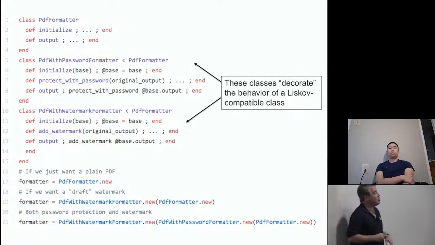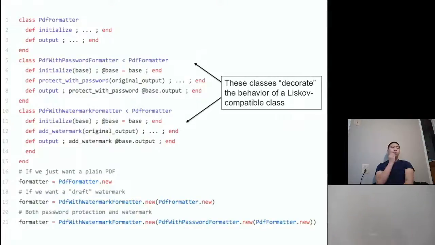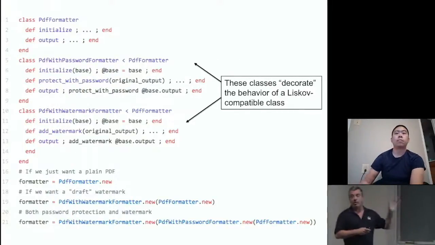Right, so that's kind of how the source code looks for an example like this. And we say that these classes decorate the behavior of a class that is Liskov compatible. In a few minutes, we'll talk about Liskov substitution and what that formally means.